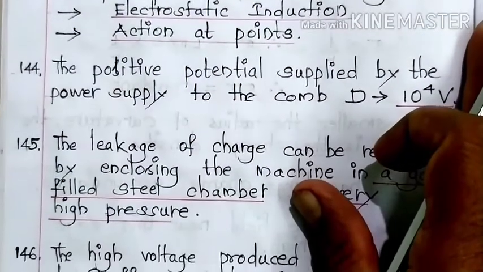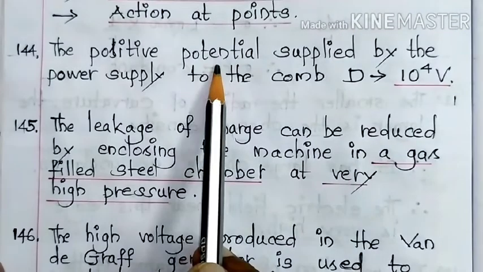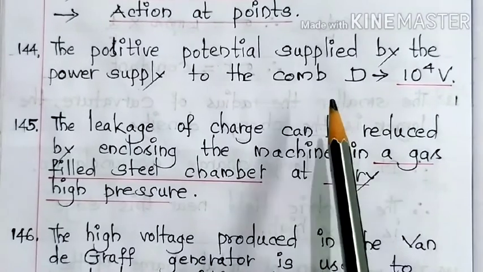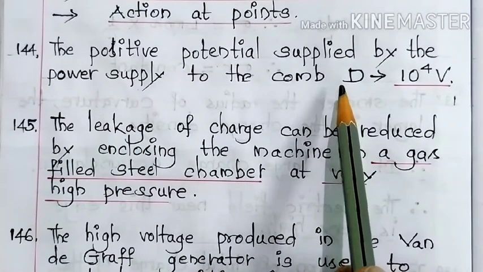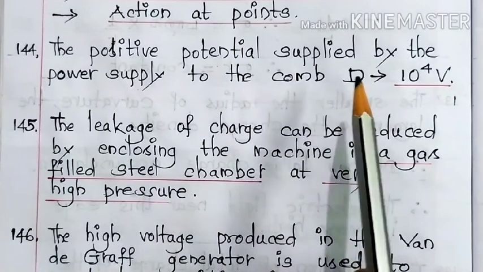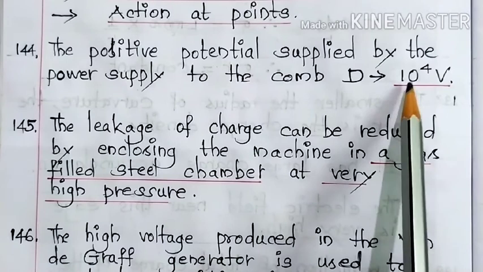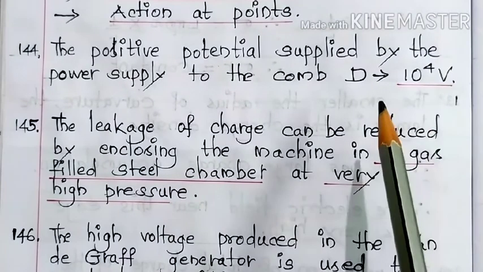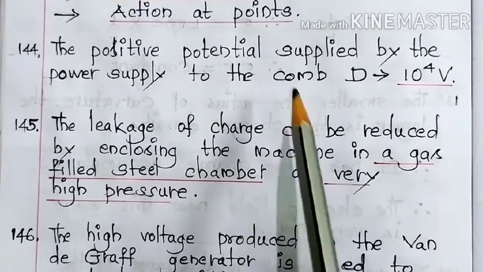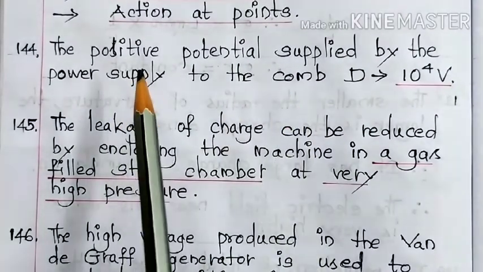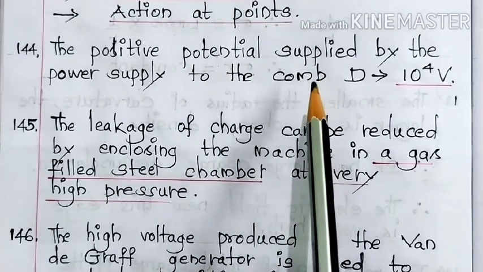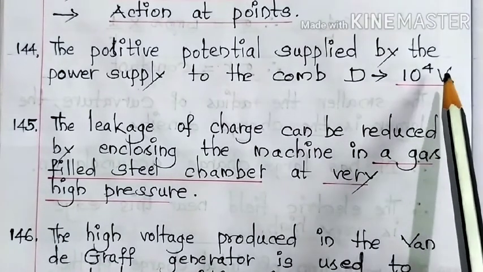Next one, the positive potential supplied by the power supply to the comb D. A comb-like structure which is named as D is present in the Van de Graaff generator. To that, a positive potential of nearly 10 to the power of 4 volt is given. In the detailed question and answer, you will be learning about this Van de Graaff generator. As it is a one word point, you just note down the positive potential supplied to the comb-like structure D is 10 to the power of 4 volt.